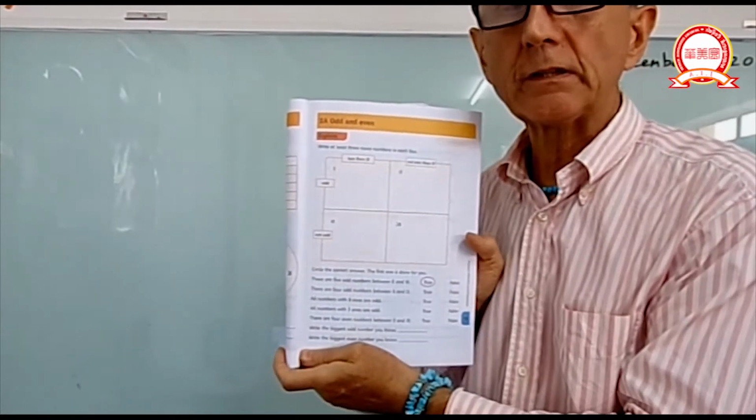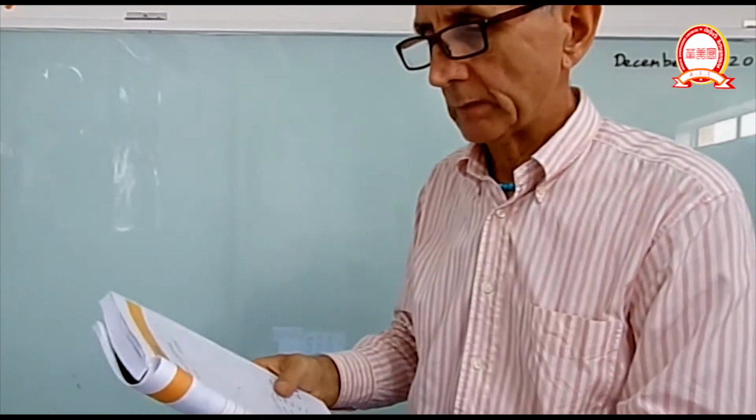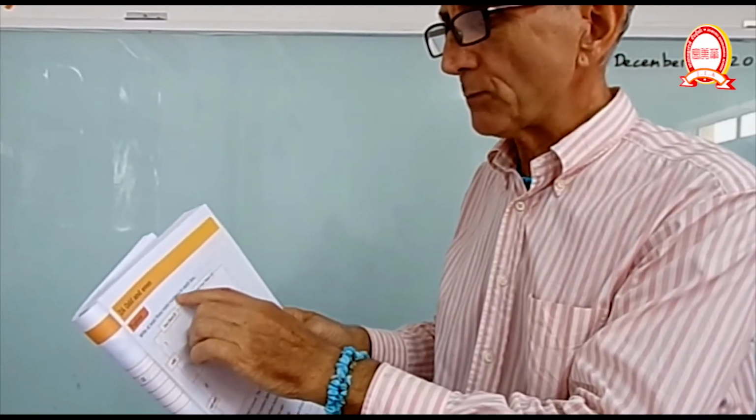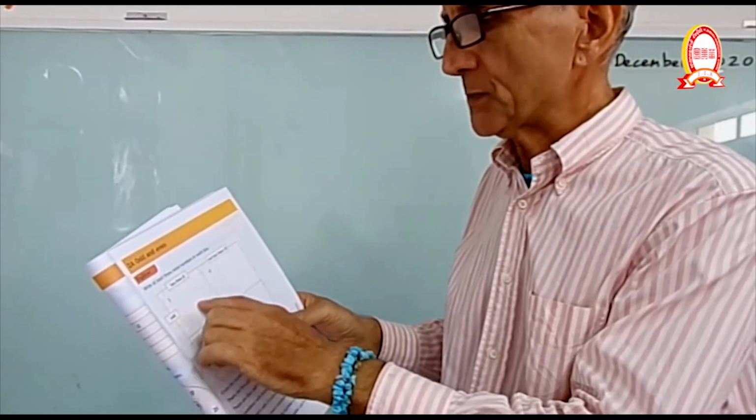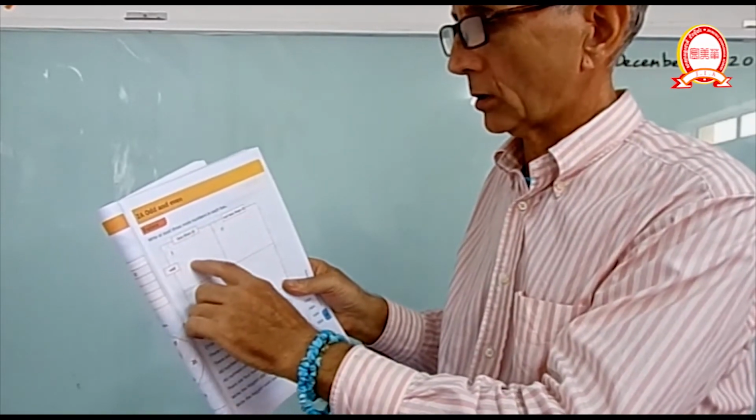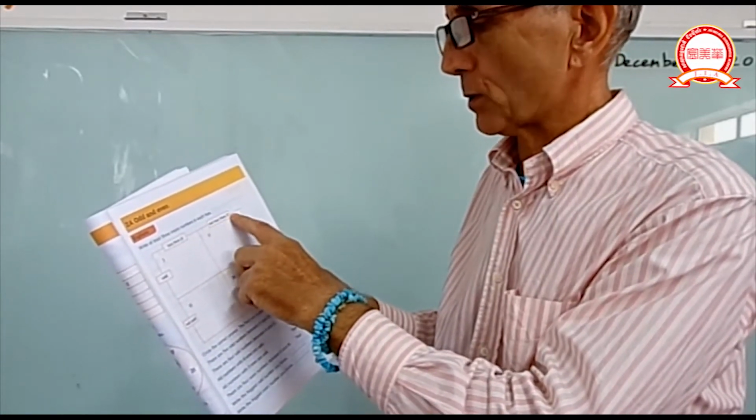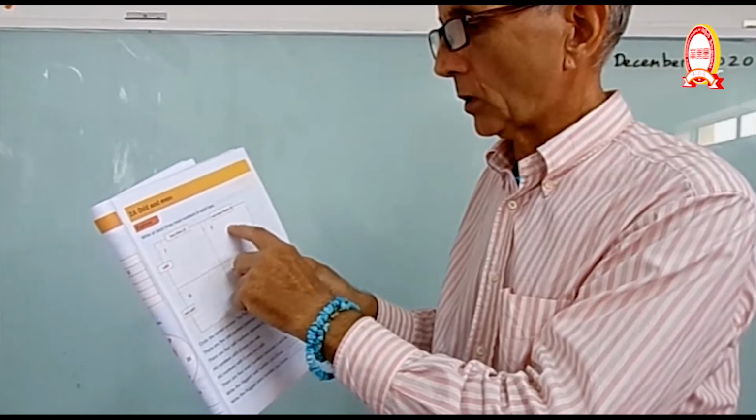Page 13. Odd and even numbers. Write at least 3 more numbers in each box. So in this box, you want numbers that are less than 12 and are odd. In this box, you want numbers that are not less than 12 and they're also odd.